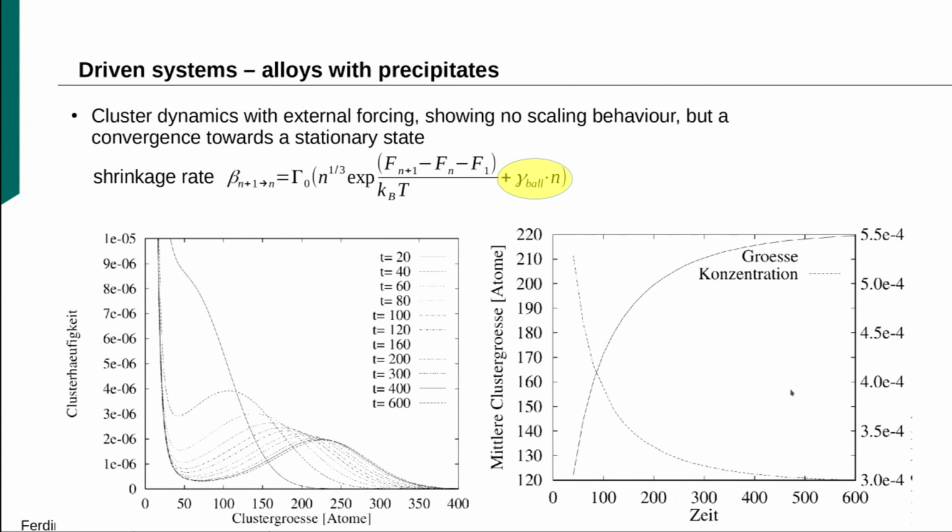Now I took the same model. This is basically the shrinkage rate, which I introduced in the other lecture. So the probability is that a cluster containing n B atoms loses one atom. The other one is just this capture rate, I did not write it down again. So this is the thermal probability that an atom is emitted from such a cluster. And here I added such a ballistic term.